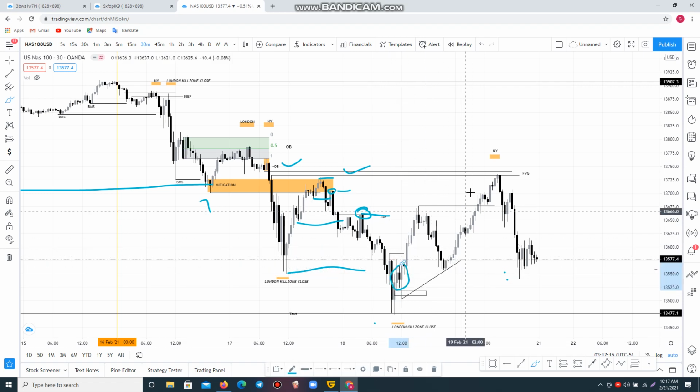Then we are buying. We are buying to where? To this area so we can go and mitigate this zone. Market returned there, mitigated the area. If you check, this was on the New York kill zone. Then the market started selling. That was yesterday.